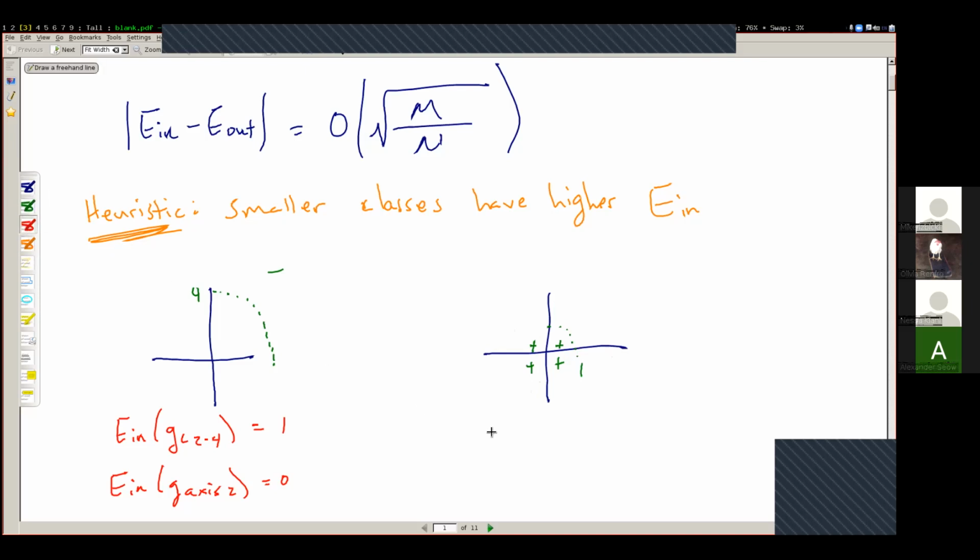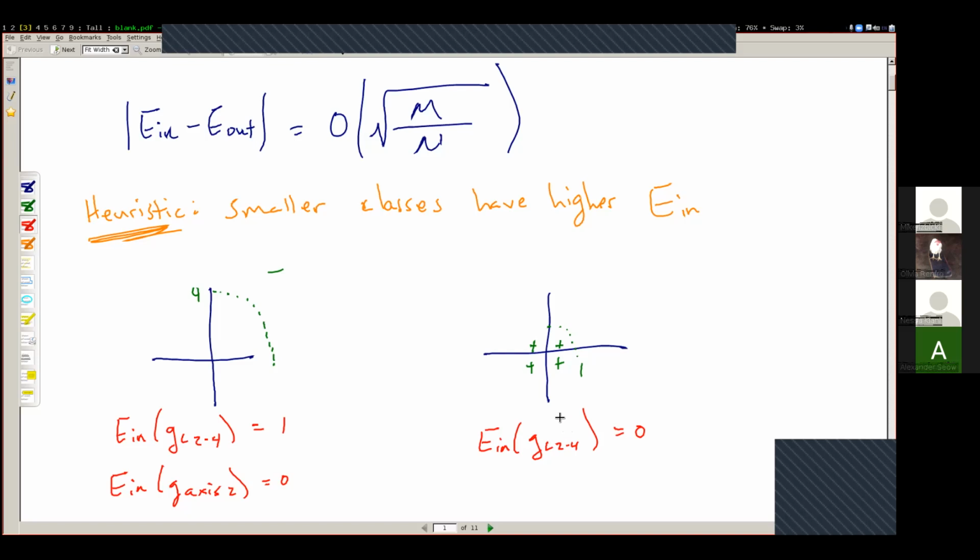Then our En of G L2 4, that is equal to 0. And in fact, all of the hypotheses in this hypothesis class will correctly identify all of these data points and give us a 0 error like this.